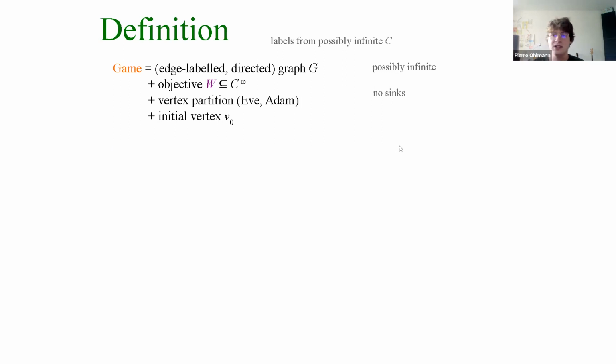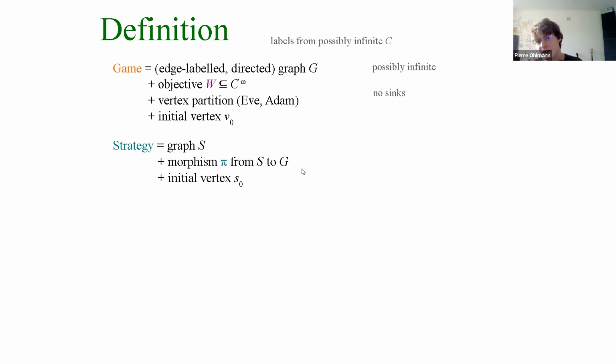Okay, so that's a game, just as in the previous slide. And now a strategy is, again, a graph. So again, edge labeled, directed and no sink. This will always be the case. It's a graph that comes with a morphism to the game. Okay. What's a morphism? A morphism is a map that preserves all the edges. So whenever there's an edge in the strategy, it projects to an edge in the game. So it's a map from the vertex set of the strategy to the vertex set of the game that preserves the edges. So every edge in the strategy corresponds to an edge in the game.